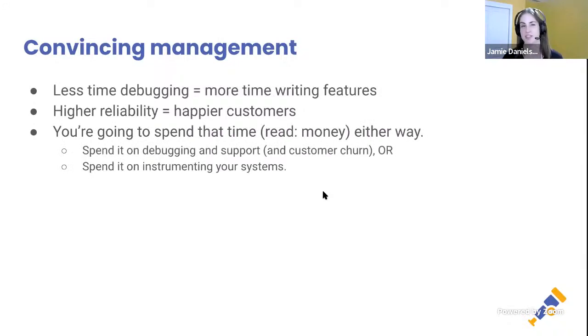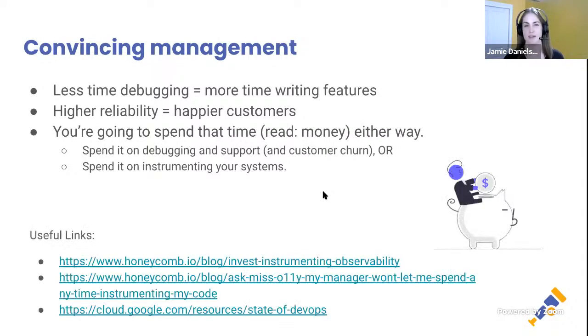And when it comes down to it, if you really think about it, you're going to spend that time either way. And time is money, as we know. So we either spend that time on debugging and support, and possibly dealing with customer churn, or we spend that time instrumenting our systems and get ahead of it. We want to have confidence in the code that we're shipping and confidence when it comes to a problem and we need to debug it.